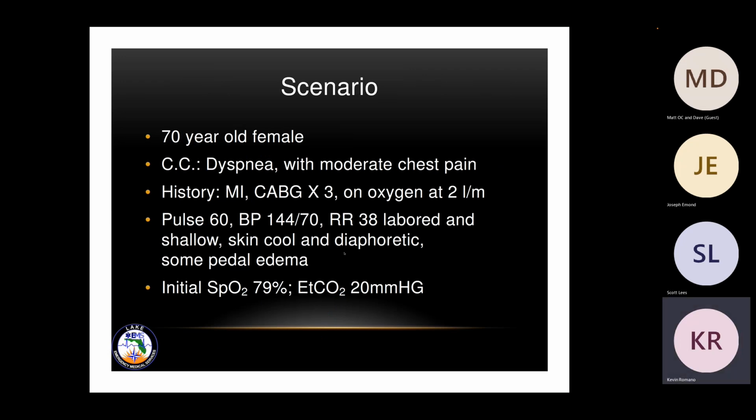So here's a scenario for you. A 70-year-old female complained of dyspnea with moderate chest pain, history of an MI, CABG times 3, on oxygen at 2 liters a minute. Has a heart rate of 60, BP of 144/70, and a respiratory rate of 38, labored and shallow. Skin is cool and diaphoretic with some pedal edema. SpO2 is at 79%, end tidal at 20. Can you give me what you think would be a diagnosis of this, and what our treatment is going to be?